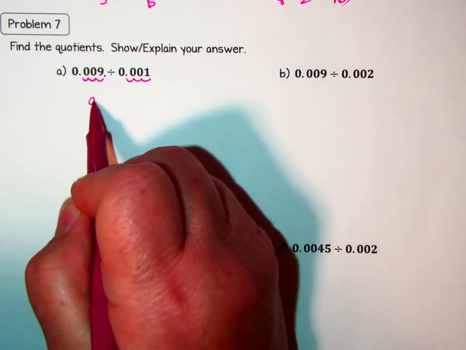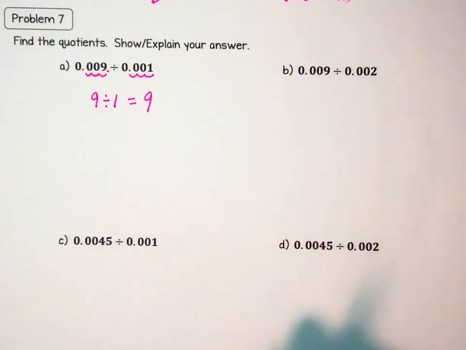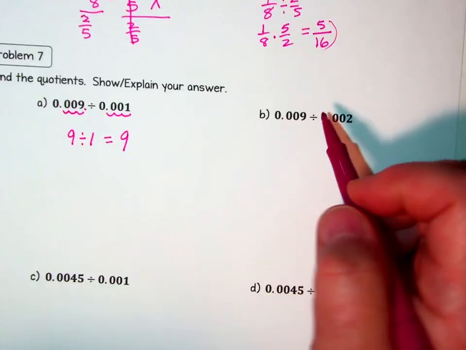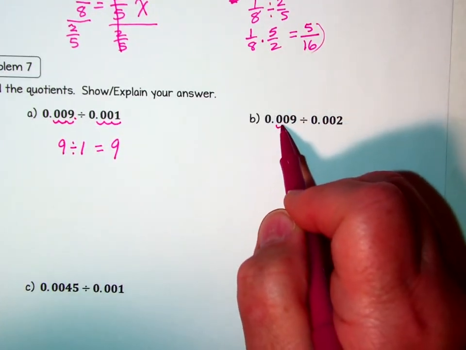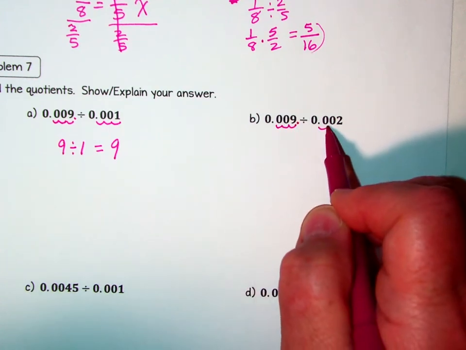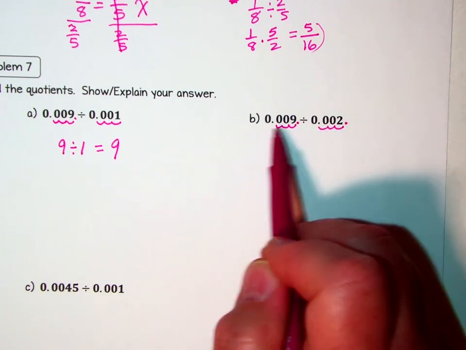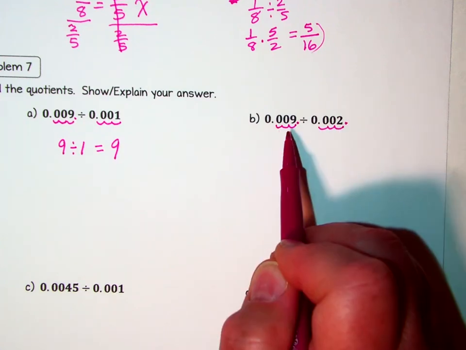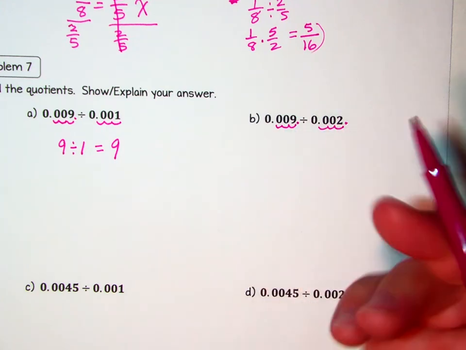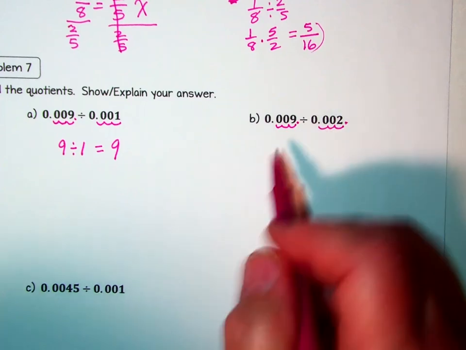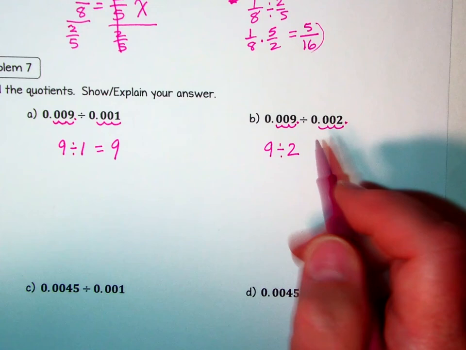So I'm just going to move my decimal 3 spaces to the right in both the divisor and the dividend. So this now becomes 9 divided by 1. Well, how easy is that? 9 divided by 1 is 9. Part B, same thing. I've got 3 decimal places here, 3 decimal places there. So I'm just going to slide my decimal point 3 spaces to the right. And what you're doing here is you're really just multiplying both of these by 1,000. So it doesn't change. It becomes an equivalent expression. It is not going to change your quotient. So now I have 9 divided by 2.